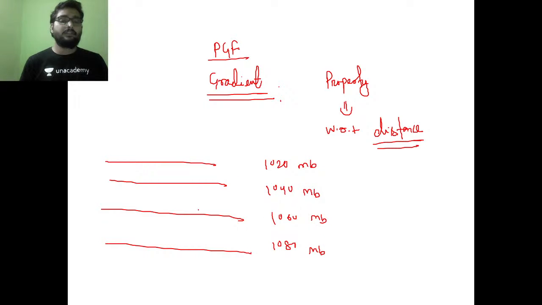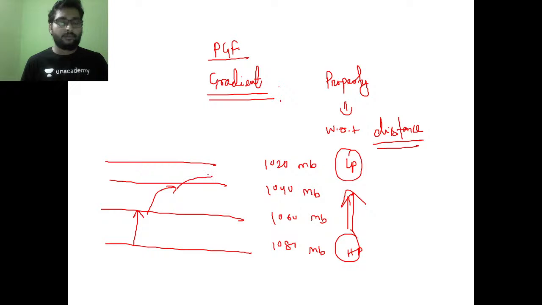Now here a pressure gradient will be created. There is high pressure and low pressure, so wind will start flowing from the high pressure to the low pressure. The wind flows this way. Now the PGF, this pressure gradient force, has two components.